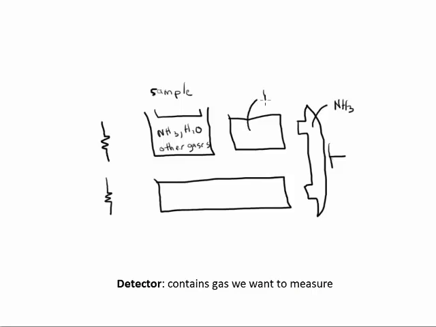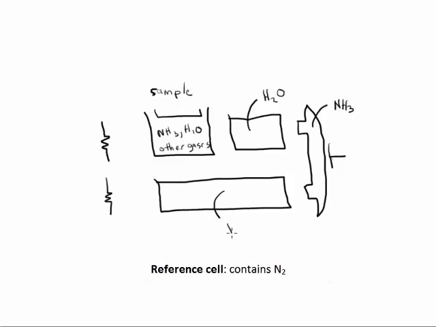And the filter cell contains the gas we want to filter out, in this case, water. The last gas we need to label is the reference cell, and that always contains, or almost always contains, nitrogen or something else that doesn't absorb IR.